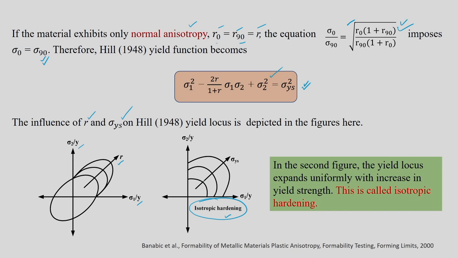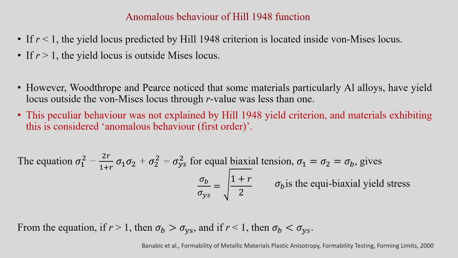It means that the yield locus is going to expand uniformly with increase in your flow stress, but keeping the shape the same, because the shape is decided by the form of the yield function, which is nothing but Hill 1948. So, I have just written here that in the second figure, the yield locus expands uniformly with increase in yield strength. This is called isotropic hardening. So, we know that. Now, there are important things in the Hill 1948 yield function.